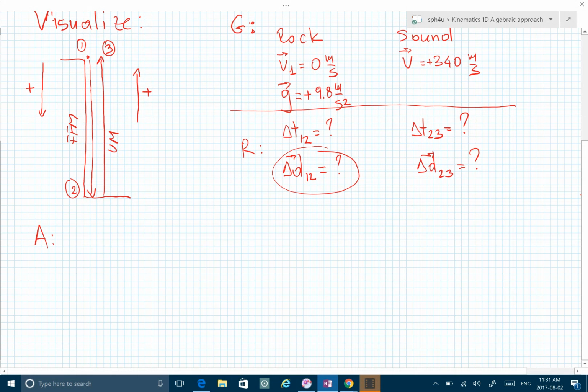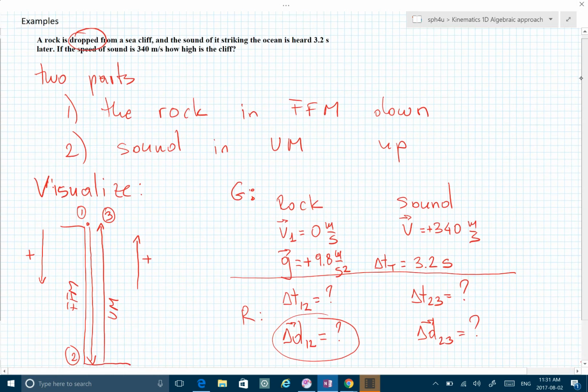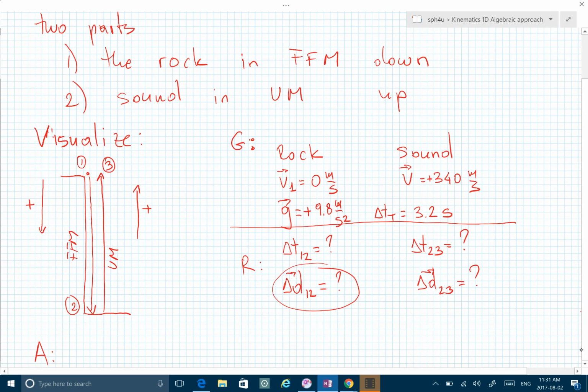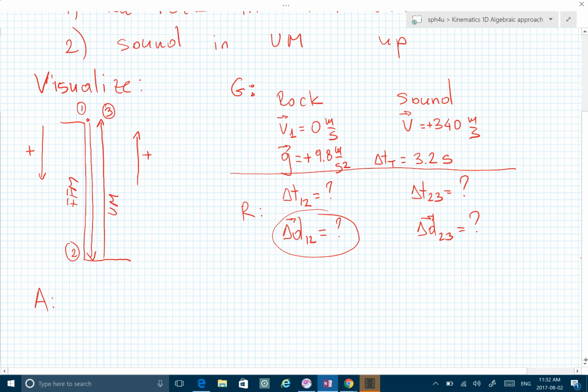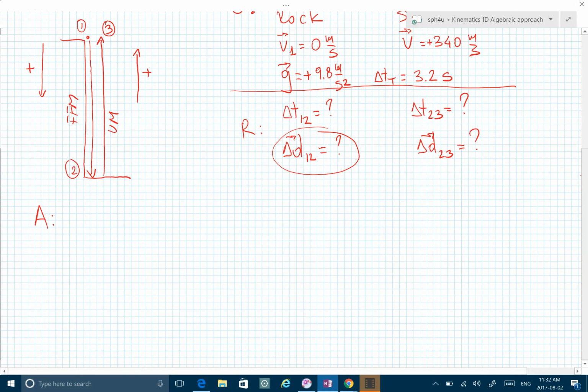So let's do the analysis. Let's start with common sense first of all. It's given some time, the total time, which belongs to both of them. Delta t total is 3.2 seconds. And you can see that everything has two significant digits for our final answer. So let's start.